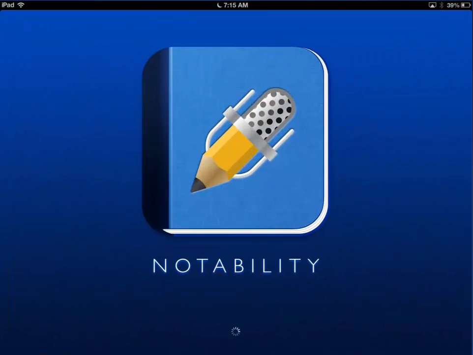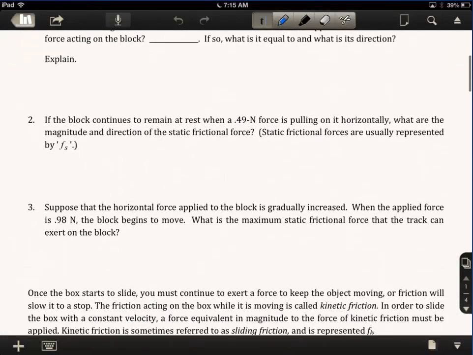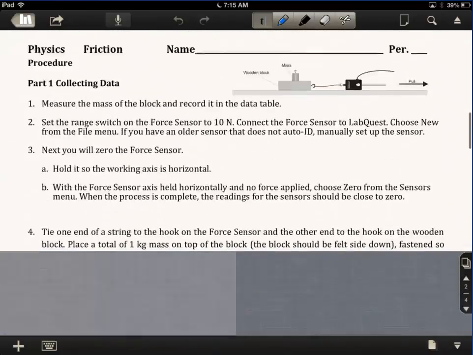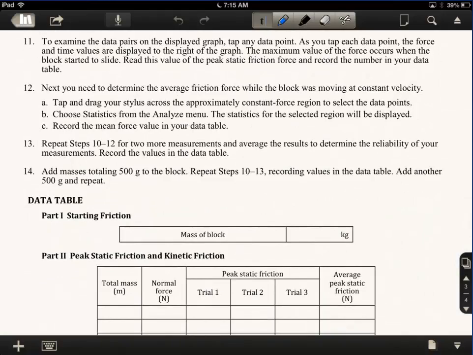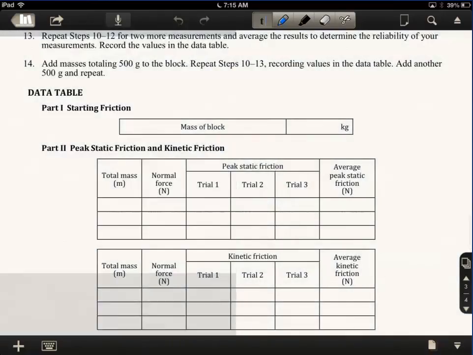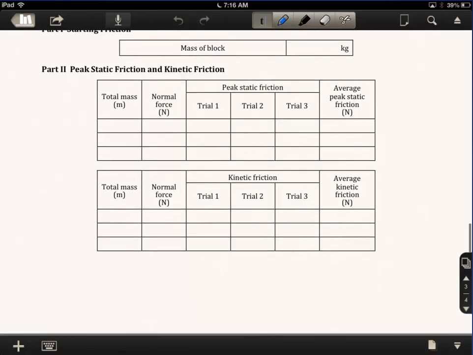Okay, then you had some data to collect, and so you guys just used the force probe to pull the block along the table, and you got data, and Jay actually emailed me the data. I asked him to do that, and so the next part of this lab is to take all your data and figure out what was actually happening. And so there's some questions here.